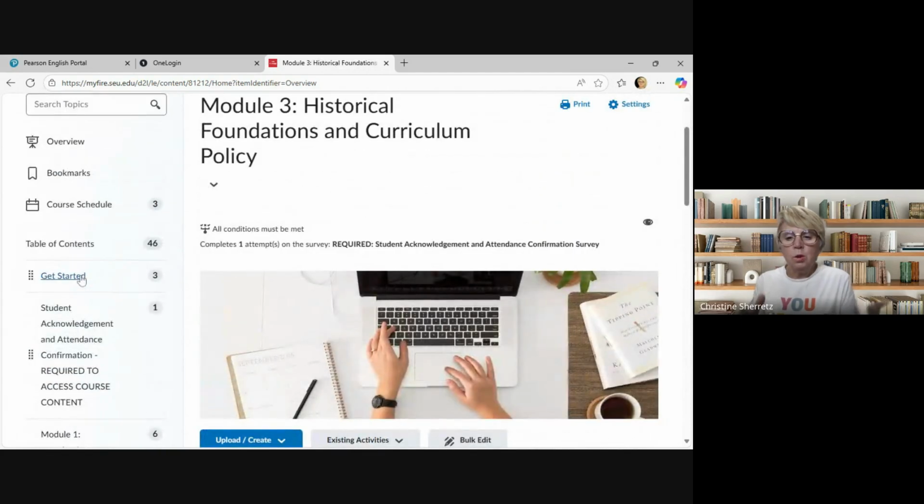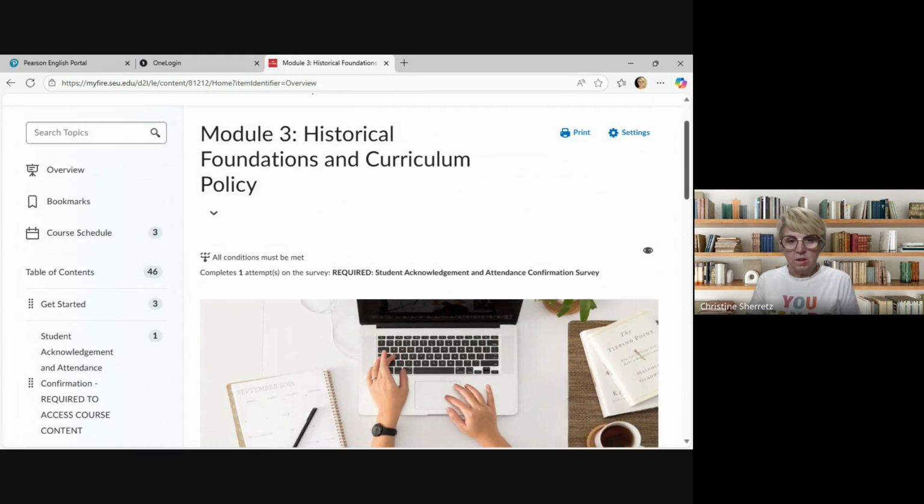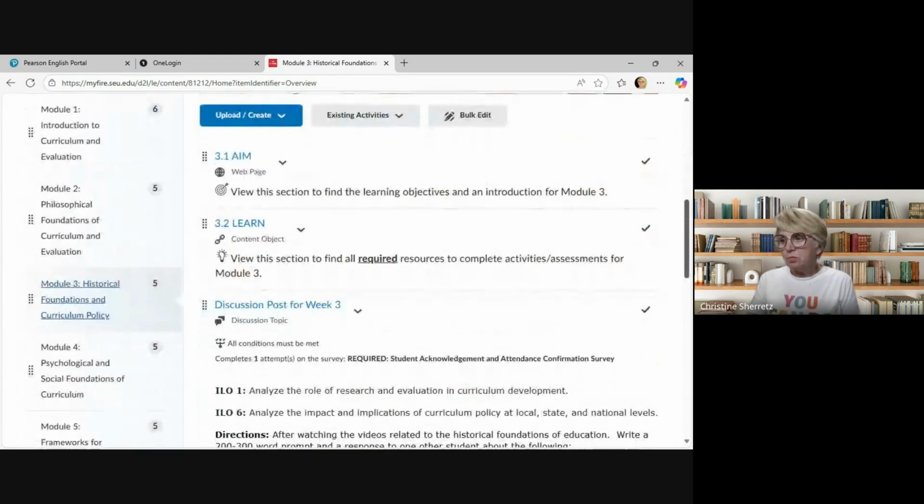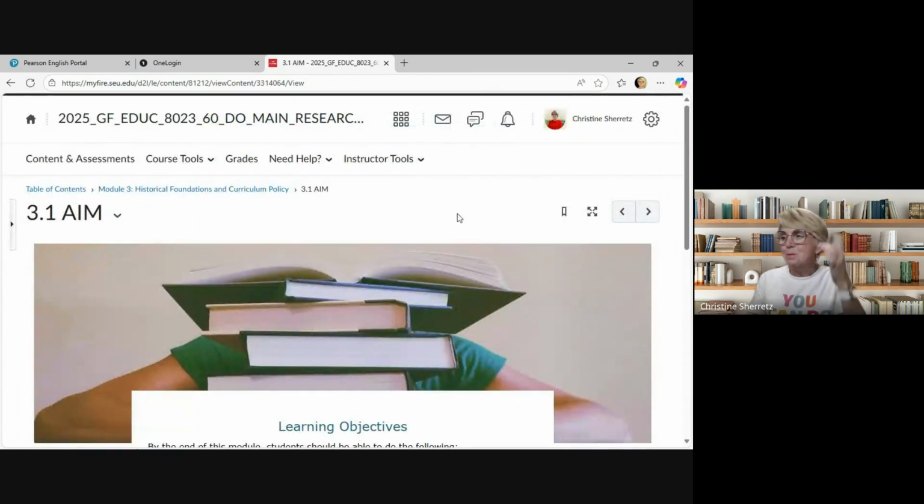Now you may say, when are we going to get to actually analyzing curriculum? We are in week 4, but the first 3 weeks we have to establish some foundations. This week, we're going to look at the historical foundations of curriculum policy. For this week, I'm going to start with the aim. So let's see what my aim is for you to learn.